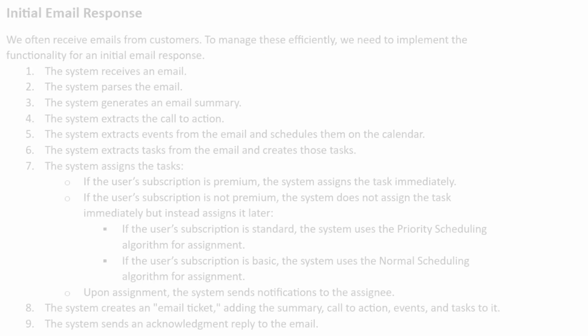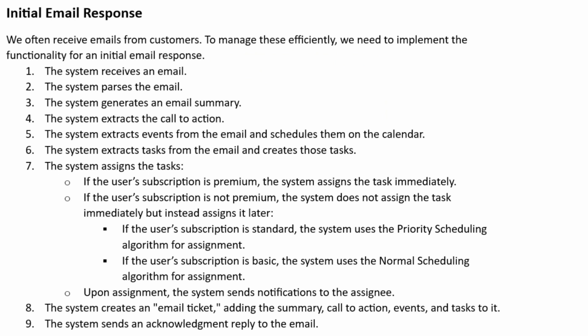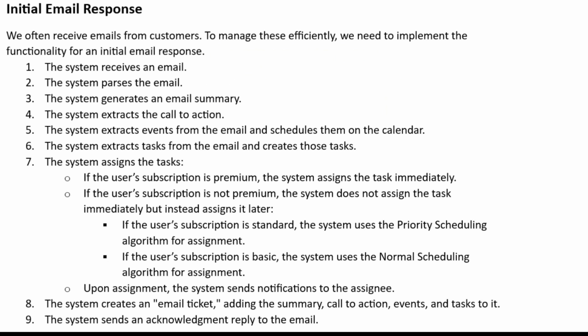Test 2. Implement the functionality of initial email response. We often receive emails from customers. To manage them effectively, we need to implement an initial email response functionality. As per the requirements, whenever a new email is received, we will parse the email, create a summary, extract the call to action, extract any event information from the email, and schedule the events on the calendar. Extract tasks and create them. We will assign those tasks.